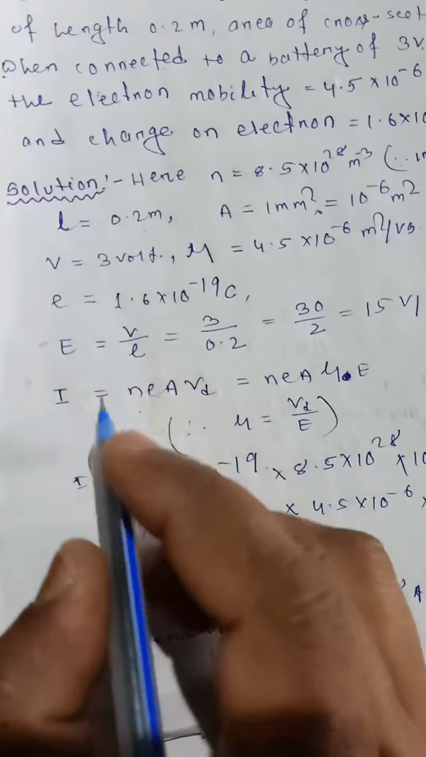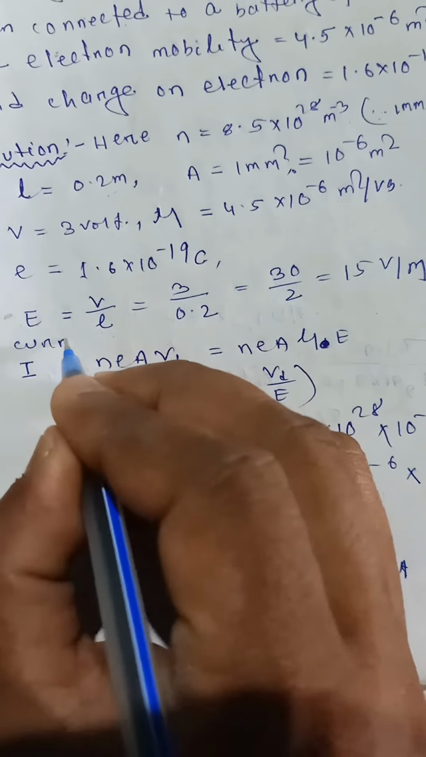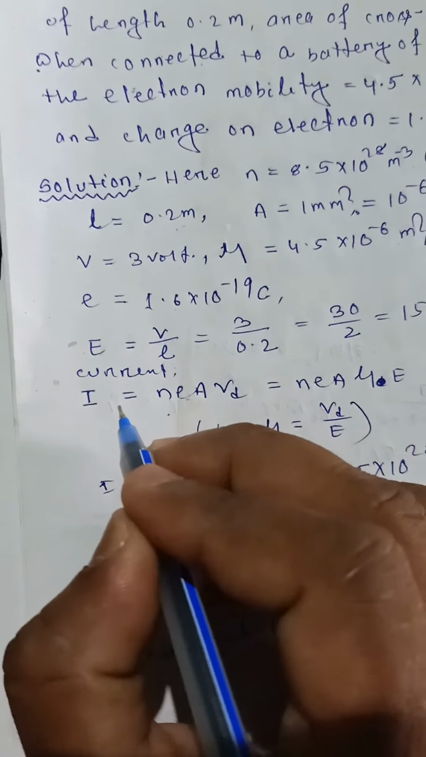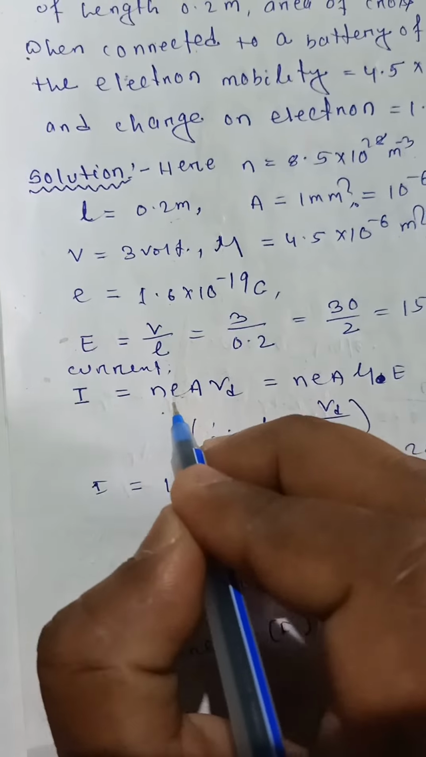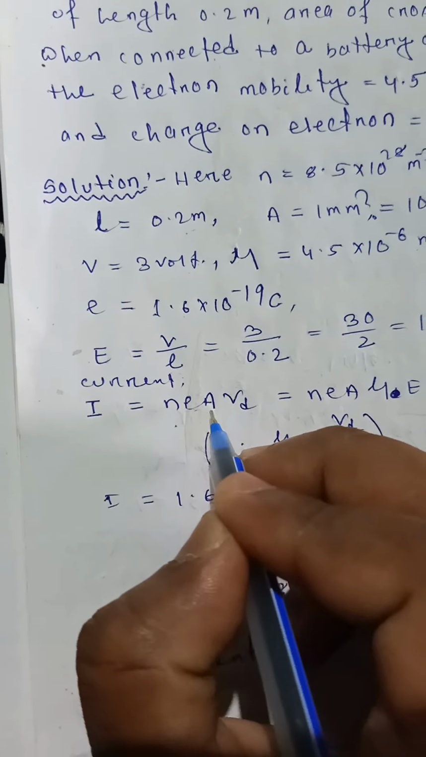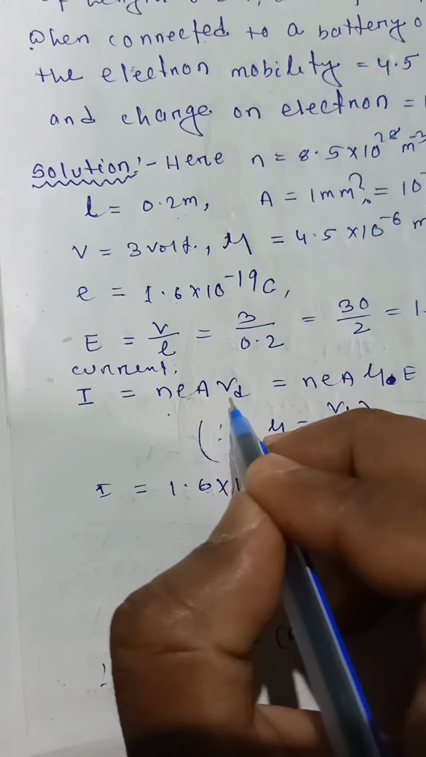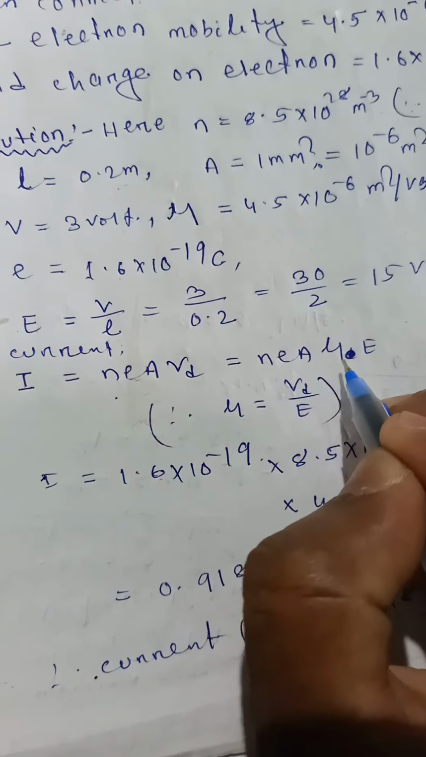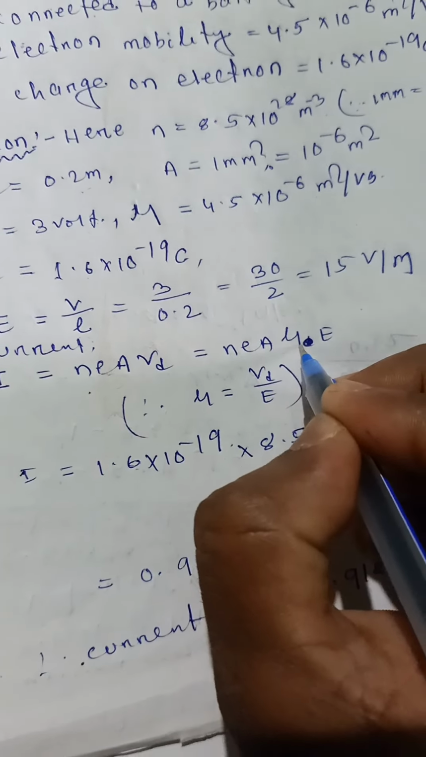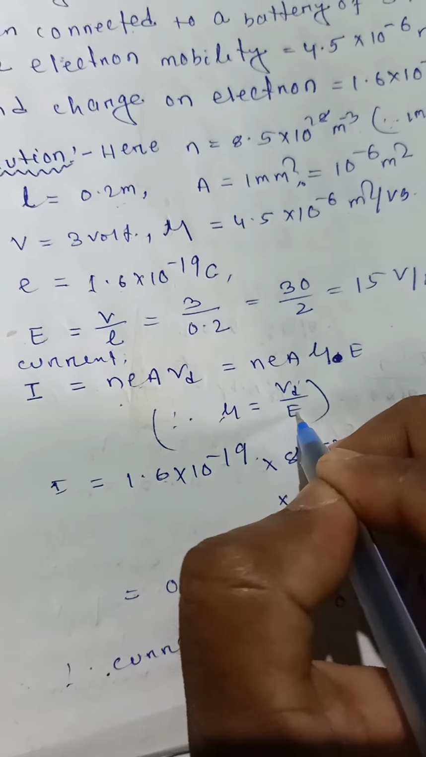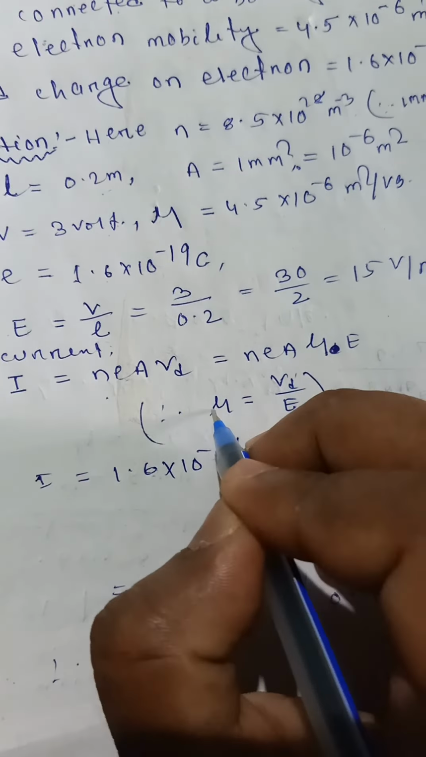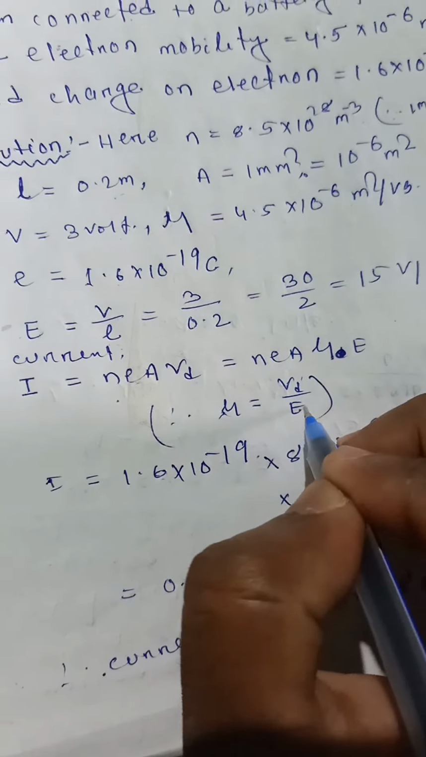Okay. So next, calculate the current. Current I is equal to N e A VD. VD means drift velocity, N is the number density, e is the charge of the electron, A is the area of cross section, and VD is the drift velocity. What do we know about drift velocity? Mobility is equal to drift velocity by electric field. Again, VD is equal to mu into E, mobility into electric field.